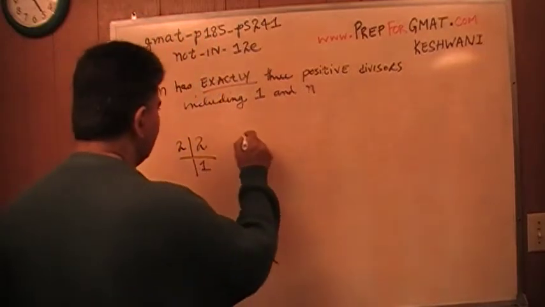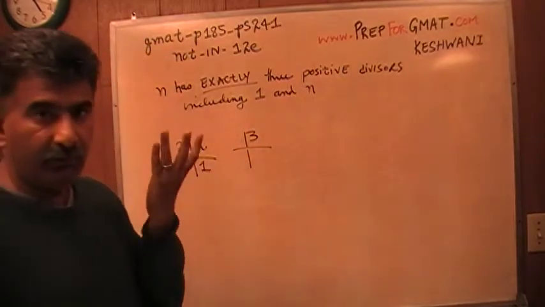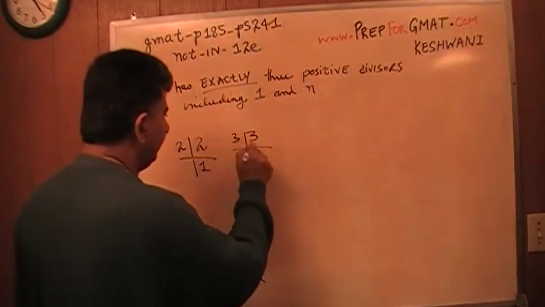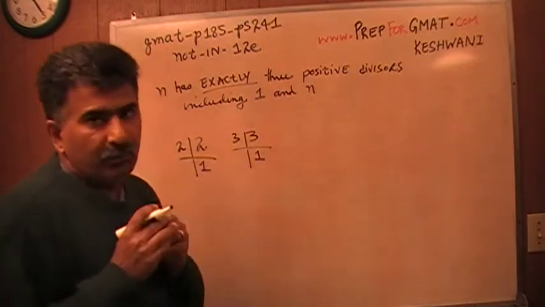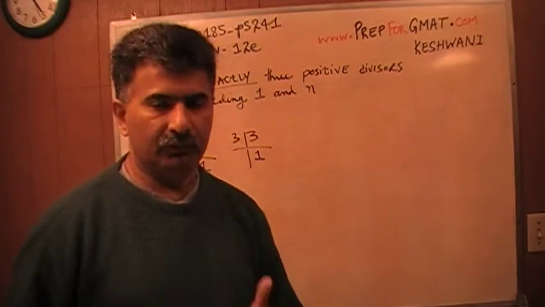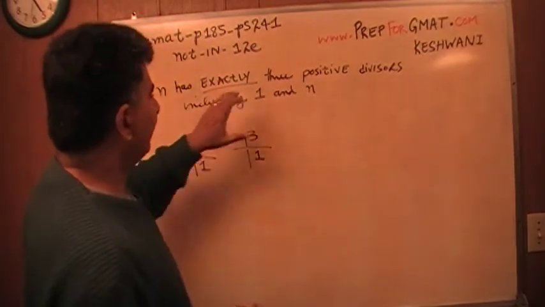Let's try 3. How many divisors does 3 have? Obviously 2 again, because 3 is also a prime number. 3 and 1. Of course, every number will go into itself and every number will go into 1, hence the 2 divisors. So that doesn't work. We're looking for something that has exactly 3 divisors.